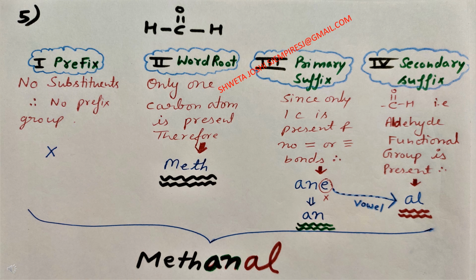Now, since the functional group is aldehyde, we have to write down al for the secondary suffix. And since the name of the functional group starts with a vowel, we are going to omit the E part of the primary suffix. So its IUPAC name will be methanal, that is methanal.